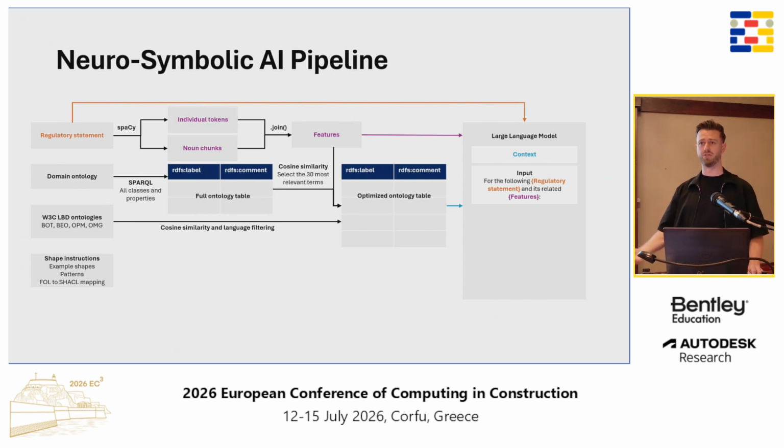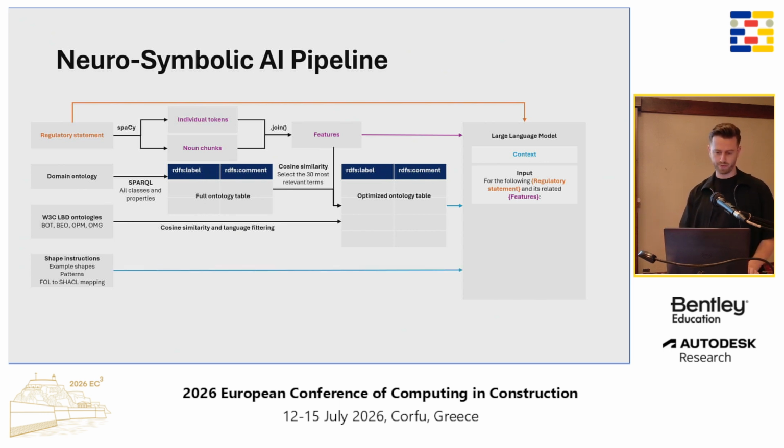So the LLM doesn't exactly know how we want to format the SHACL shape. So we try to give instructions, for example, by giving example shapes, patterns on how to model certain things in SHACL, and also instructions on how to do first order logic to SHACL mapping. We'll get to that later.